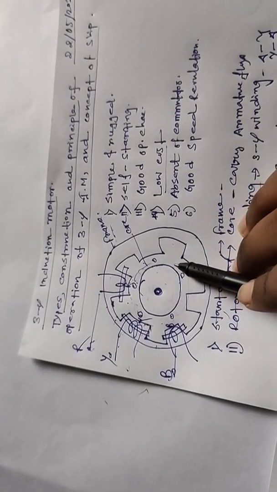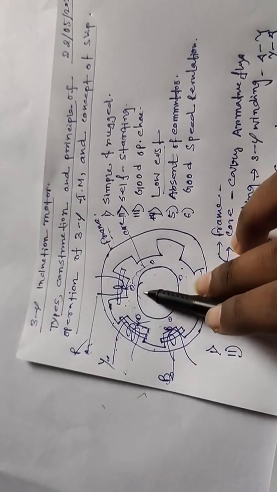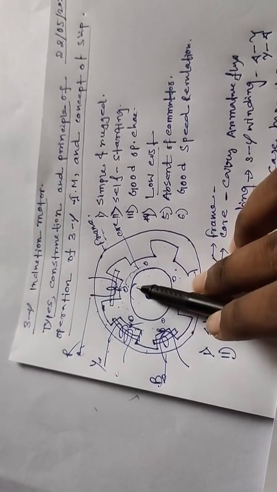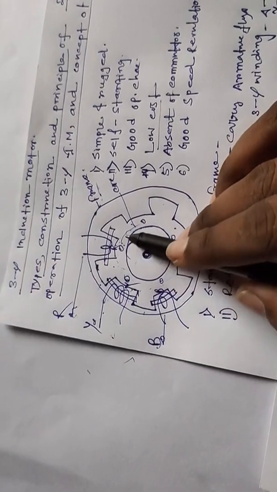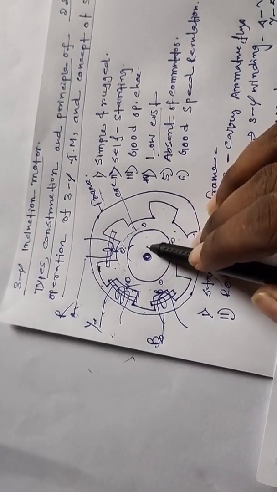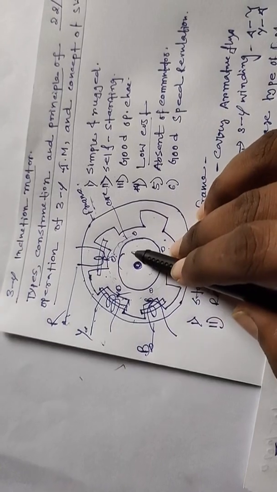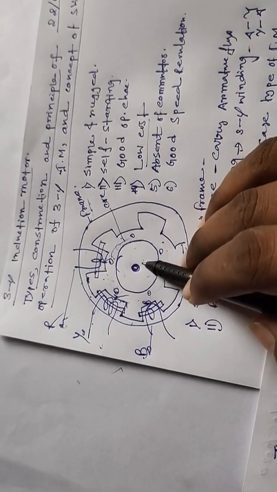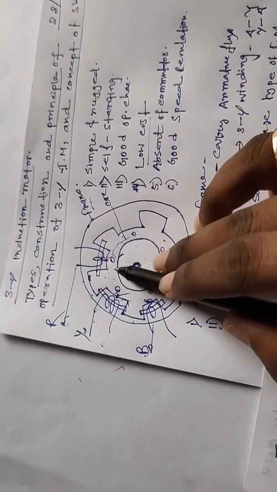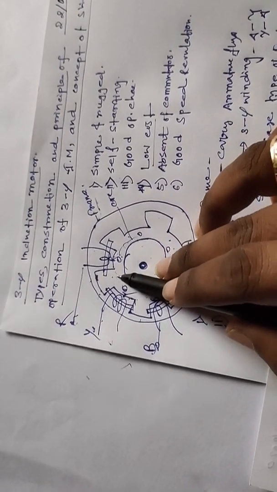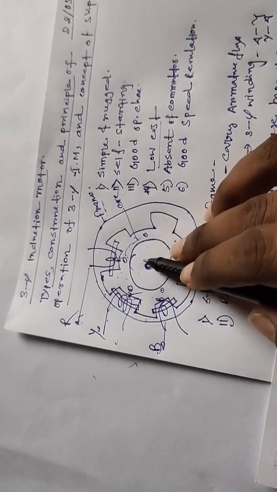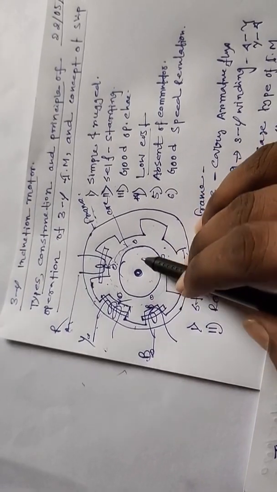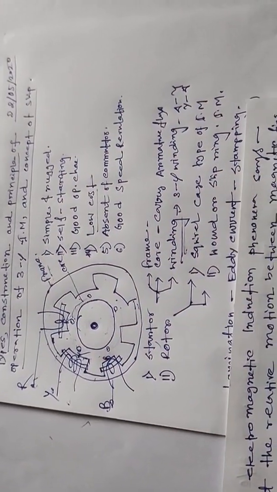the rotating magnetic flux speed is more than the rotor speed, because of Lenz's law: the cause opposes the effect. This rotating magnetic field opposes the rotating rotor. So the stator flux speed, or synchronous speed, is always more than the rotor speed. This is the working principle of the three phase induction motor.